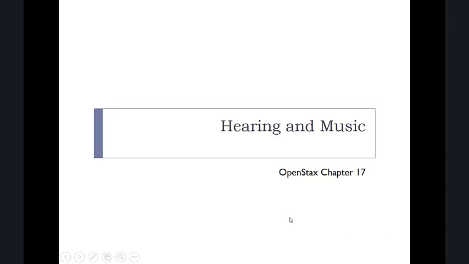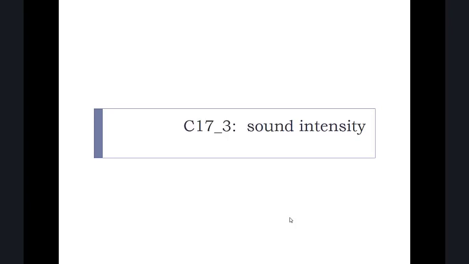Greetings. Welcome to section 3 of chapter 17 on hearing and music. In section 2, we focused on the frequency of what you could hear. In section 3, we're going to focus on sound intensity, or really how loud is it.